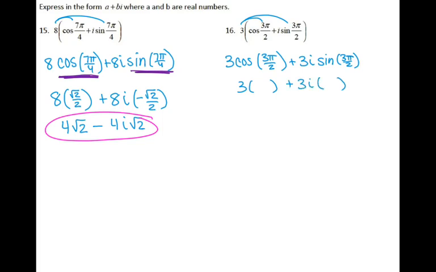I'm going to do the trig pieces in my calculator. So cosine of 3 pi divided by 2 is 0. Sine of 3 pi divided by 2 is negative 1. So simplifying that expression, I have negative 3i. So there is my complex number.